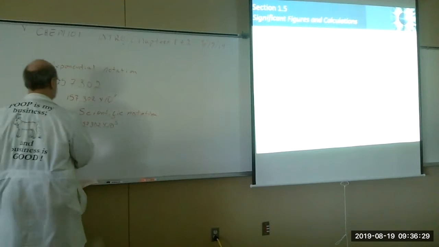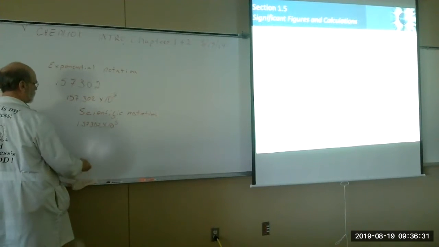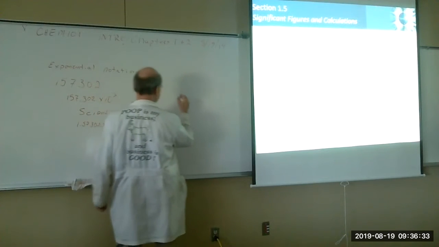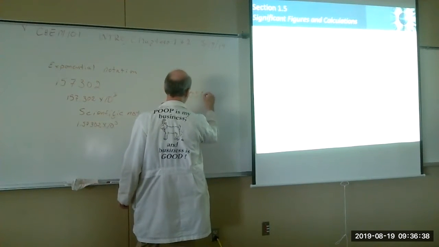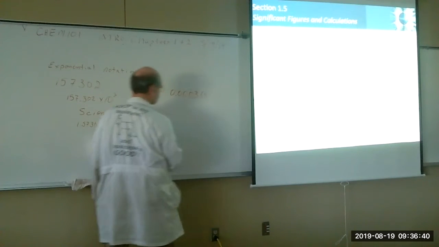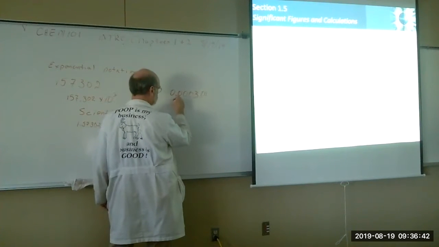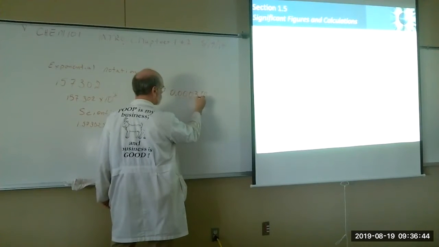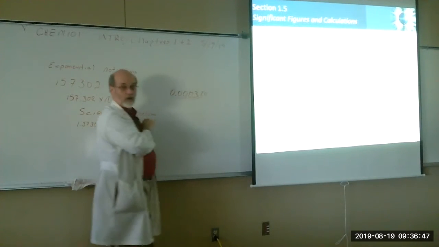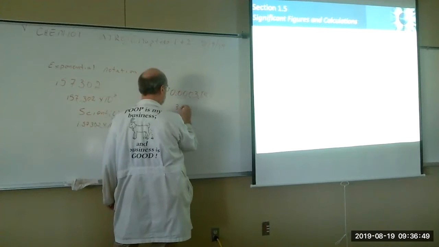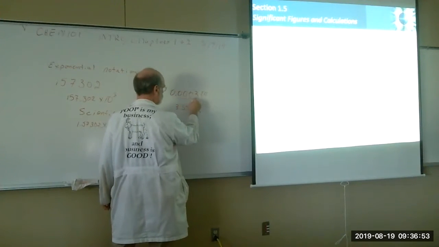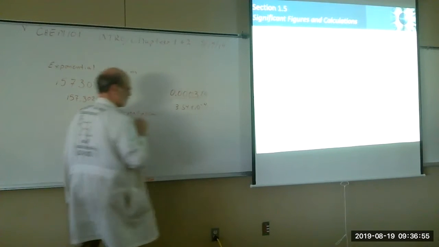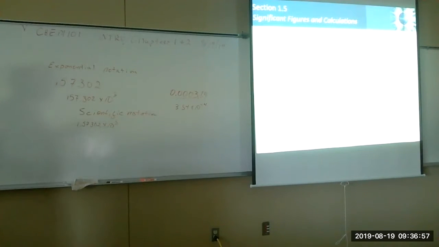If we had something like, well, let's see, how about 0.000354, scientific notation. Now we're going to move to the right to make a number between 1 and 10, right? 3.54 times 10. Now it's negative 1, 2, 3, 4. Okay. That's scientific notation of that small number.